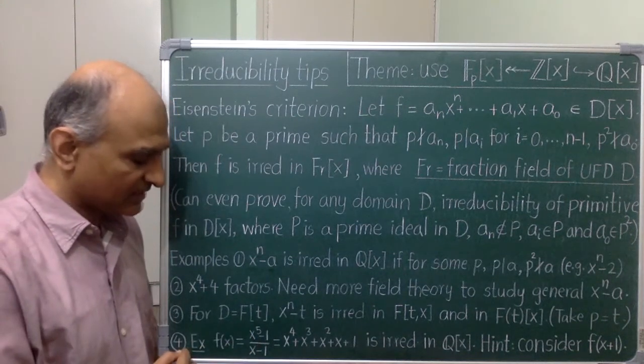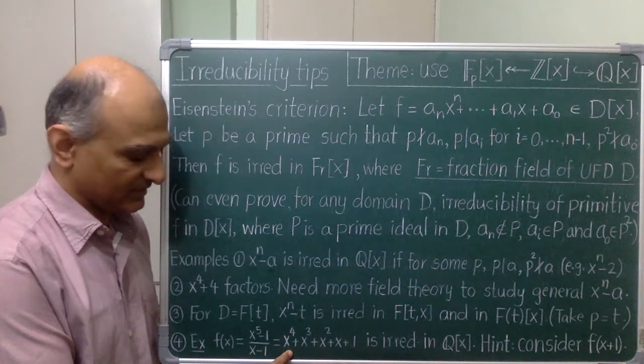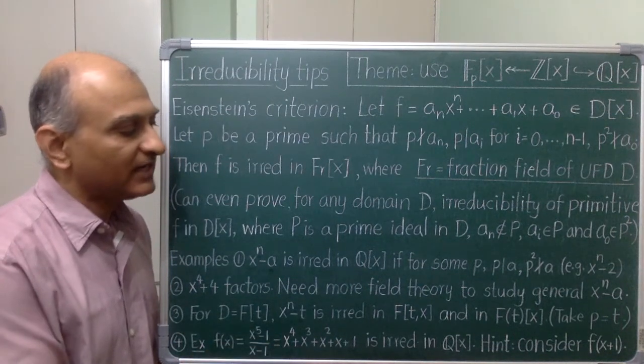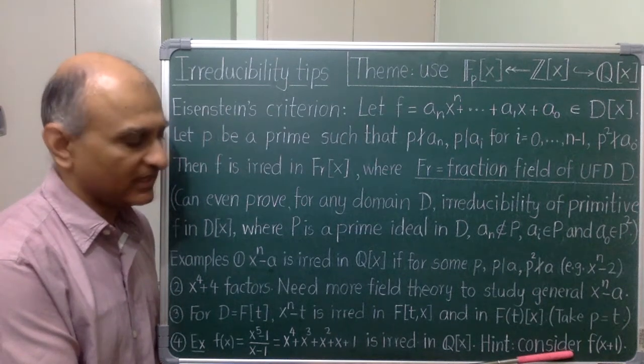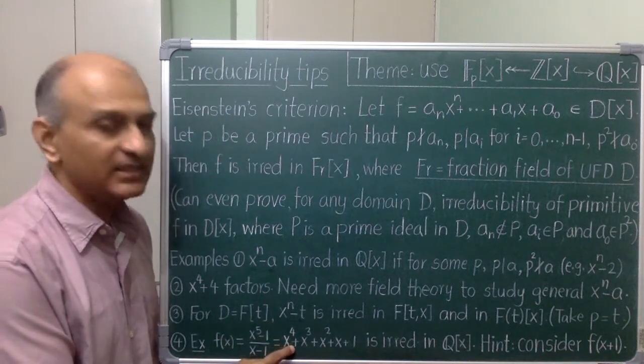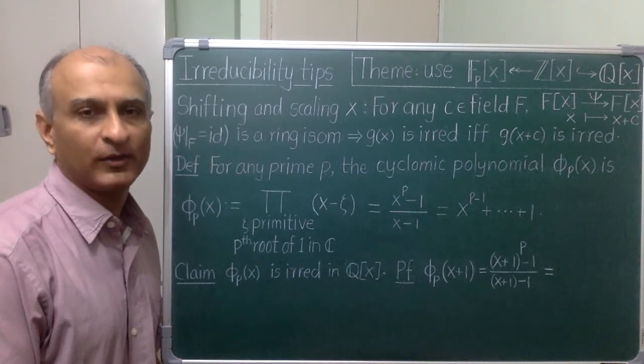In this last example, it may appear that there is no way to apply this criterion, but I have given a hint over here to shift the variable. See if you can use the hint and show that this polynomial is irreducible over rationals. The point of that hint is the following.